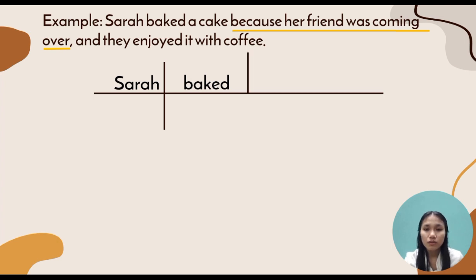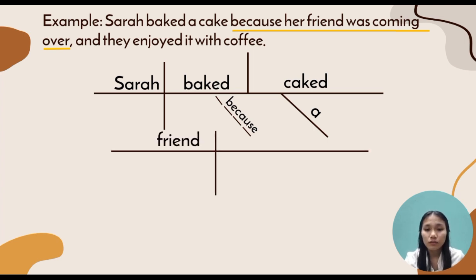So cake is our direct object because it is the receiver of the action that is done by our subject, Sarah. And next is "because her friend was coming over," which is our dependent clause. That is why it is written below our first clause. So again, for the subordinating conjunction, we are going to write it using a broken line.